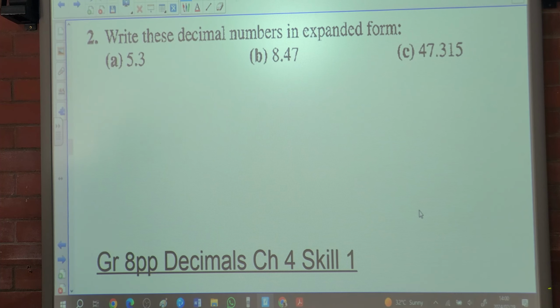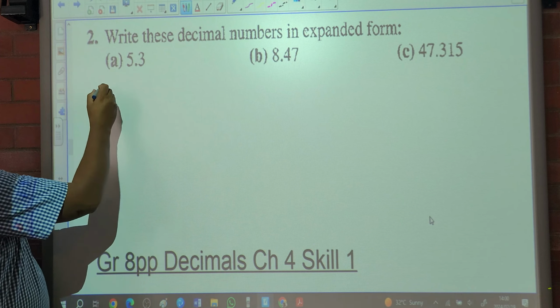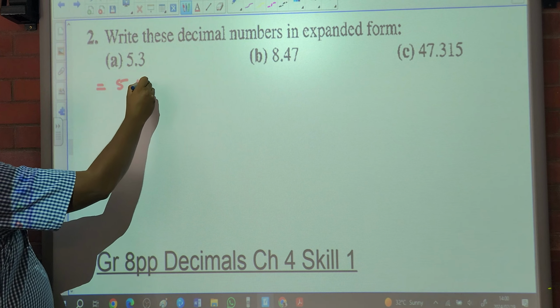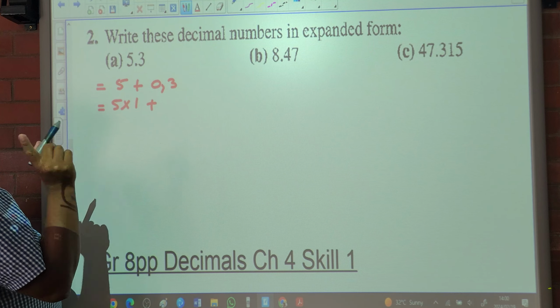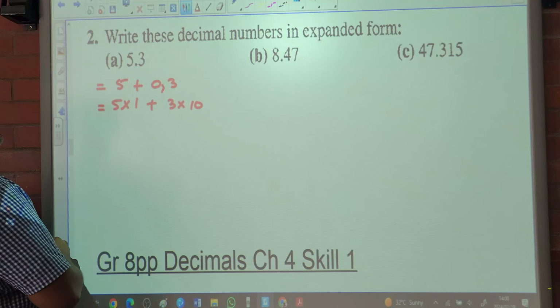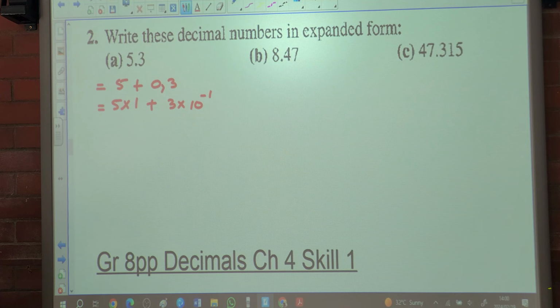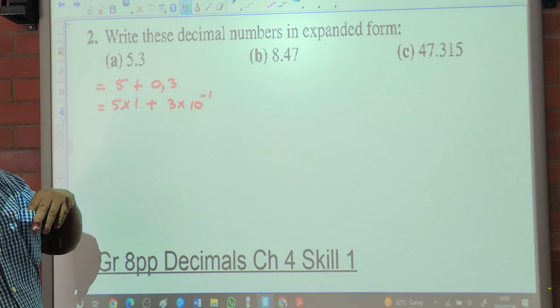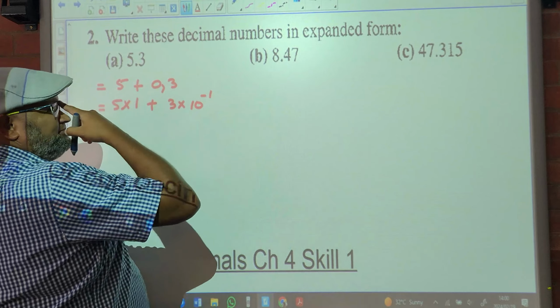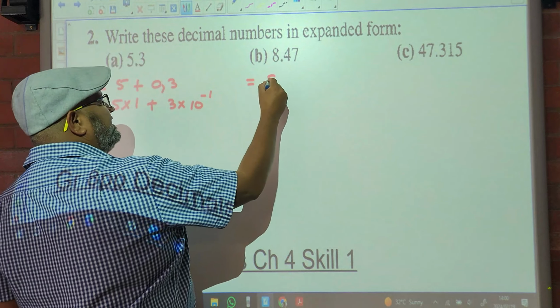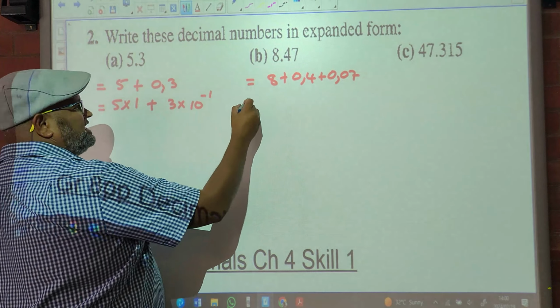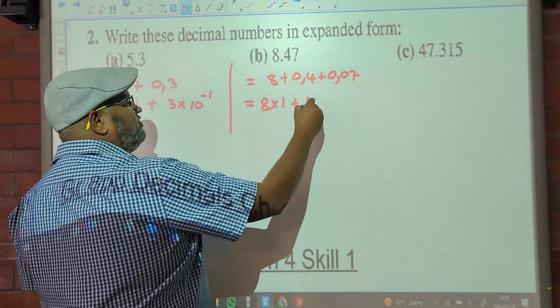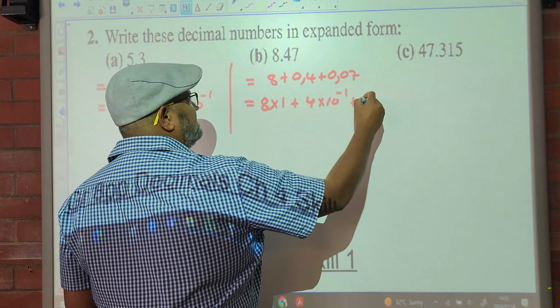Write these decimals in expanded form. 5,3 can be written as 5 plus 0,3. It can also be written as 5 multiplied by 10 to the power 0 plus 3 multiplied by 10 to the minus 1. Let's look at the next one. In expanded form, this would be 8 plus 0,4 plus 0,07. So this can be written as 8 multiplied by 1 plus 4 multiplied by 10 to the minus 1 plus 7 multiplied by 10 to the minus 2.